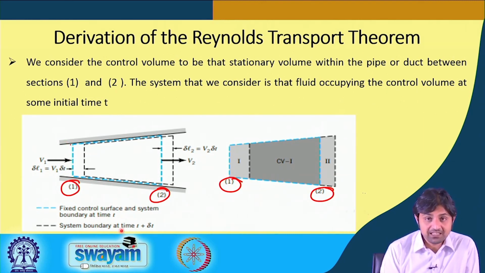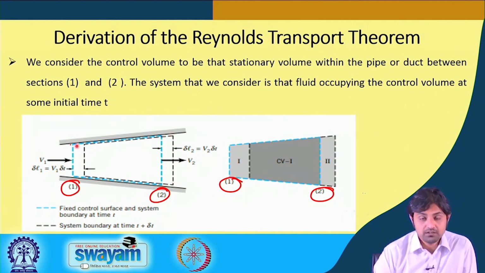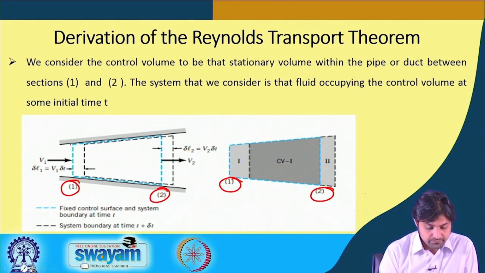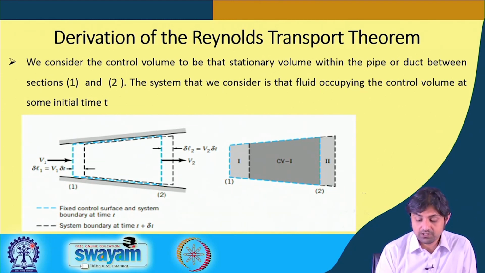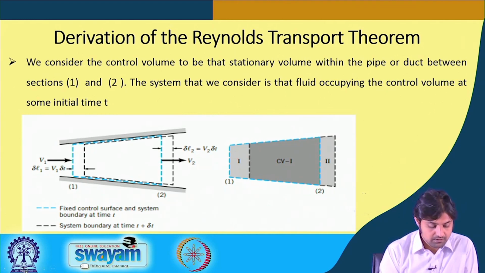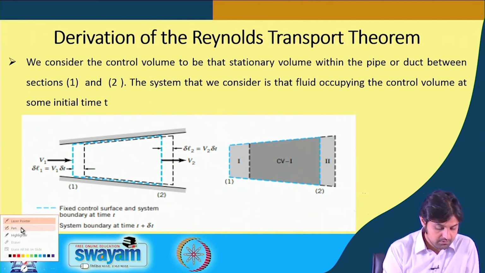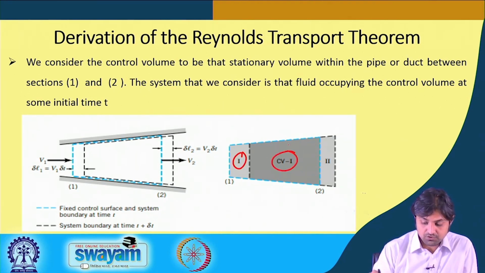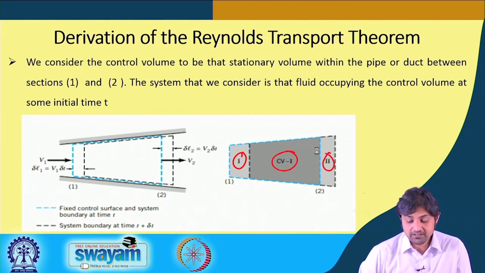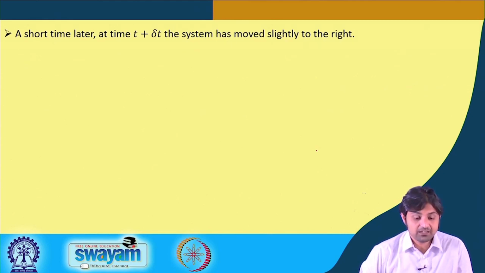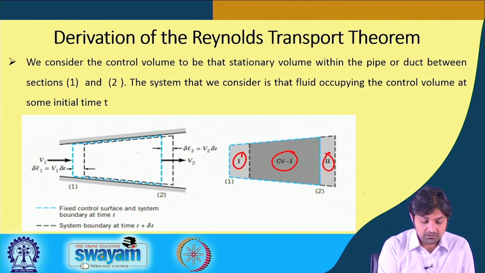However, after time delta t, that is at t equal to t plus delta t, our system boundary has moved from here to here. So we have divided it into 3 regions, control volume 1, 2. So at a short time later, at time t plus delta t, the system has moved slightly to the right. You see here, as we talked about, this has moved from here to here.